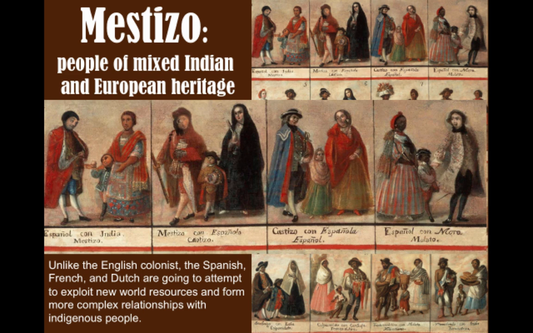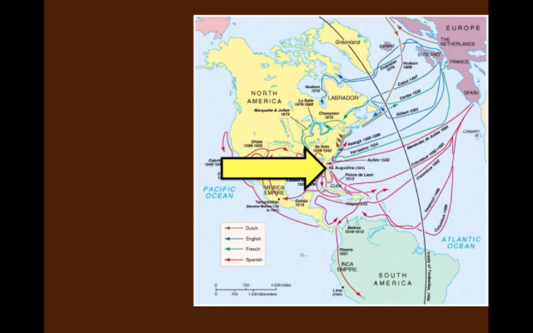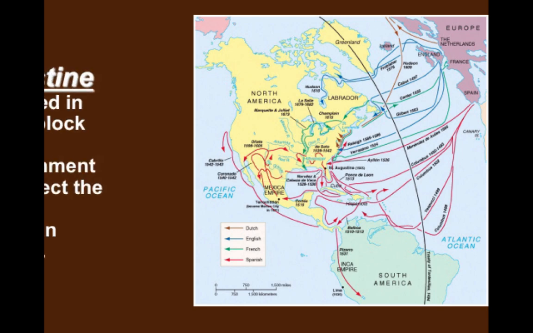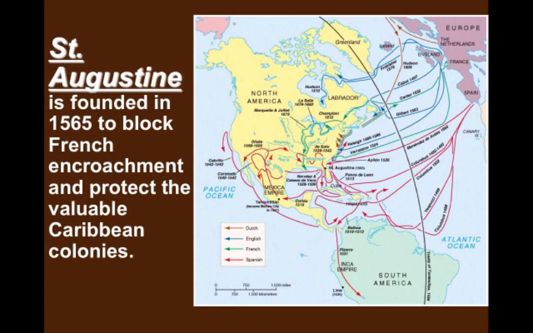In 1565, they do establish their first permanent settlement in St. Augustine. And really, that's a result of the fact that there were actually French settlers already in that area. The Spanish get rid of them, conquer them, and rename the area St. Augustine. They also want to protect that valuable area of the Caribbean where lots of sugar and rum and other items are coming from.